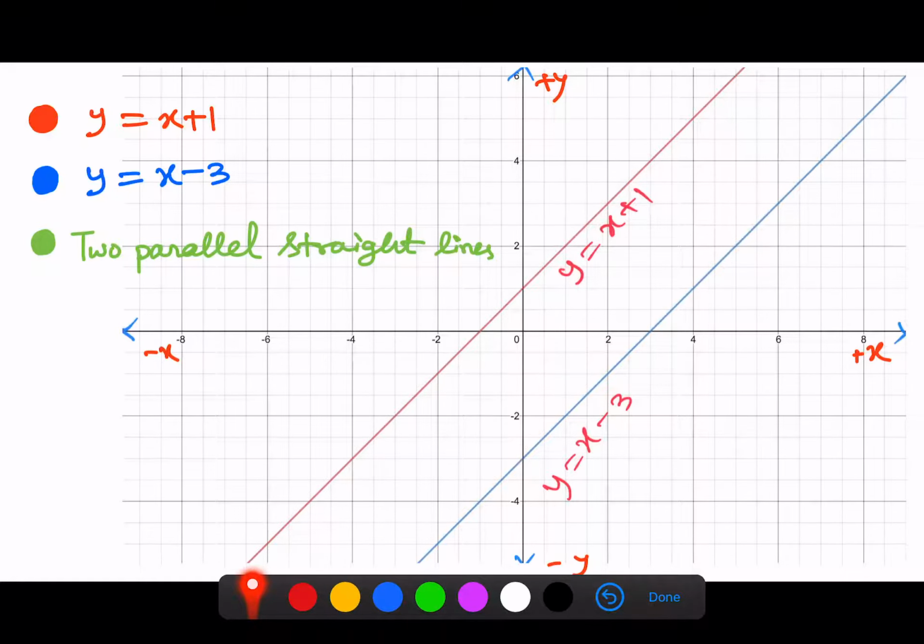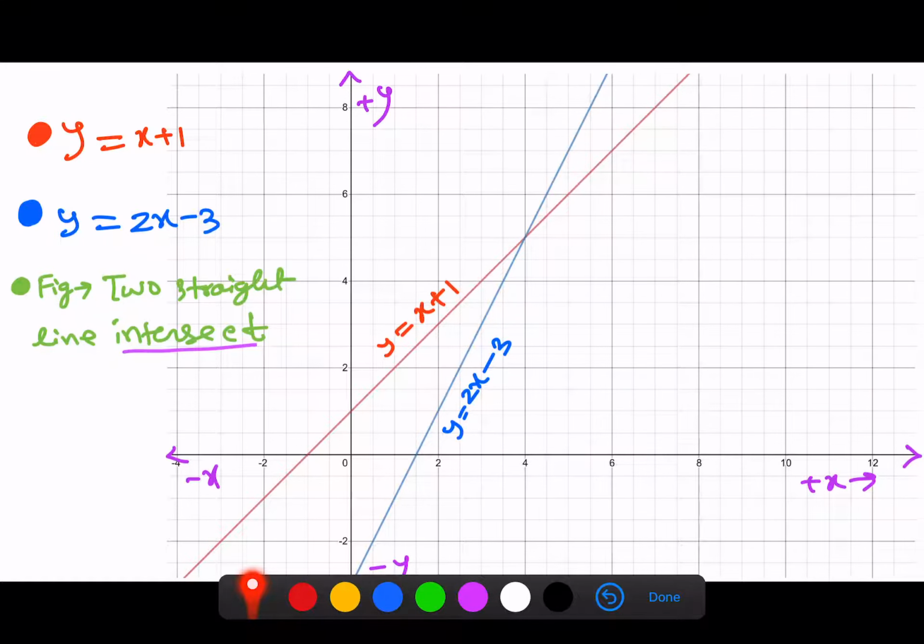So this graph is y equals x plus 1, and this is y equals x minus 3. Now another one is when the two variable linear equations intersect. They intersect at this point. Here y equals x plus 1 is the red one, and the blue one is y equals 2x minus 3, and they intersect at a point with x around 4.5 and y around 4.